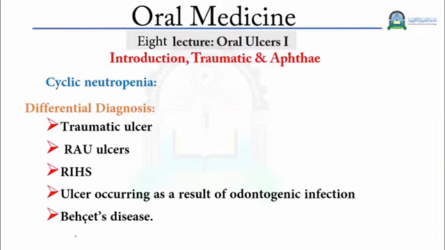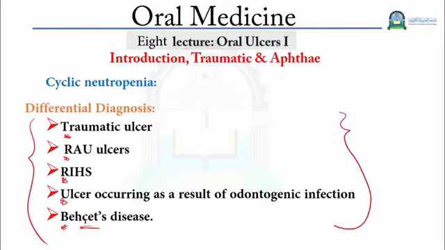The differential diagnosis, the lesions similar to cyclic neutropenia in clinical presentation, includes the traumatic ulcer, the recurrent aphthous ulcer, recurrent intraoral herpes simplex, and ulcers due to odontogenic infections, as well as Behçet disease. We will talk about Behçet disease in the next lecture. It is very important to differentiate those lesions from cyclic neutropenia.